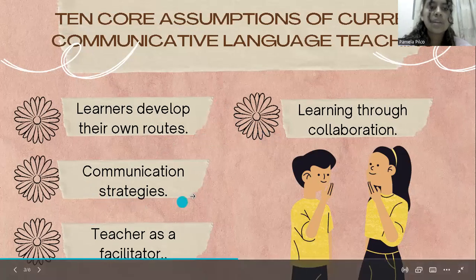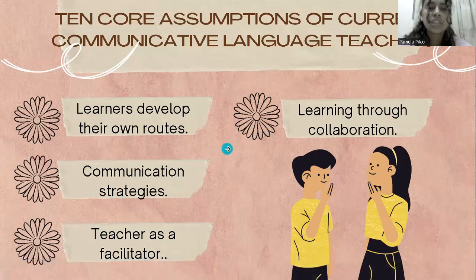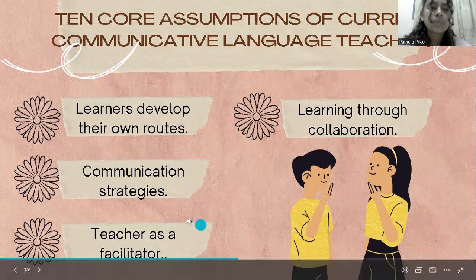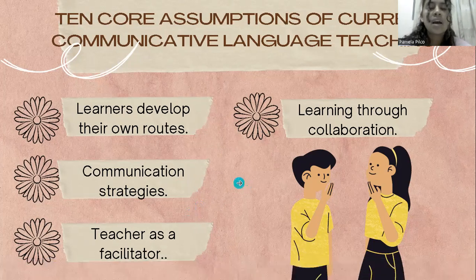The other one is communication strategies. To succeed in language learning, we need to have communication strategies. It means that we need to know how to act in any situation that we have, especially in real contexts. And it also involves how we can communicate with others.